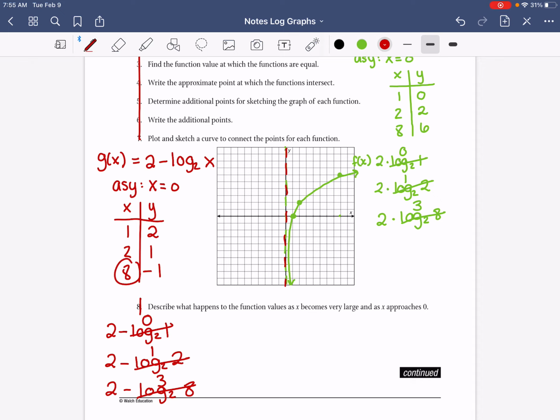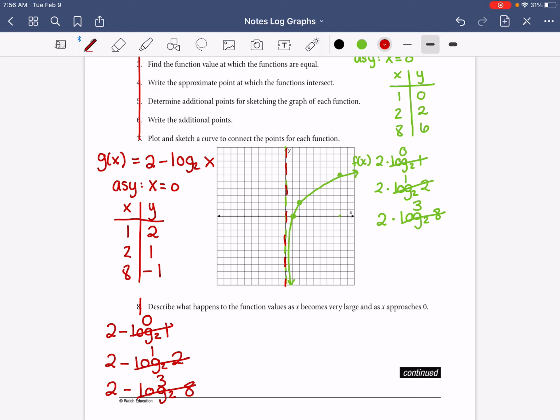Hypothetically speaking, let's say you chose a 5 here. You would have 2 minus log base 2 of 5. That's okay. You would just have to use your calculator for this, and you would have some sort of decimal. You can do it, you would just use your calculator if you need to.